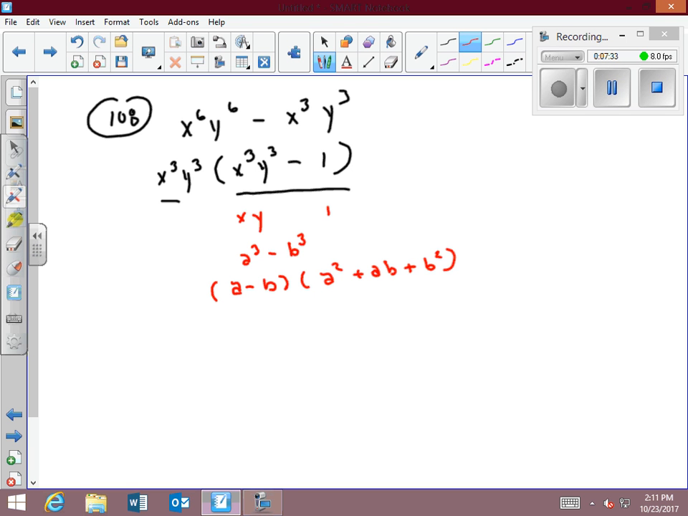Now, that's where your algorithm sheet is going to come in handy to try and remember that. So now, what we want to do is get this thing factored into this form. We want to be sure and bring this thing down, the x cubed y cubed, because it's part of the factorization. So now, what are we going to write for this a?